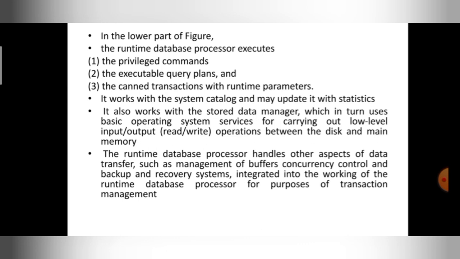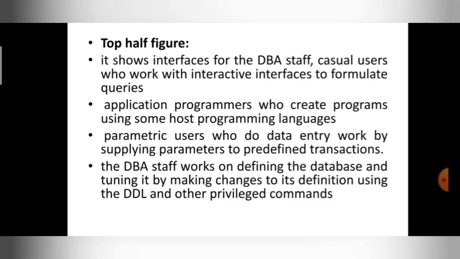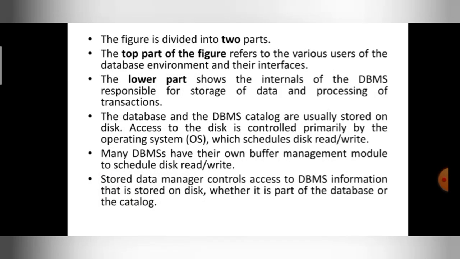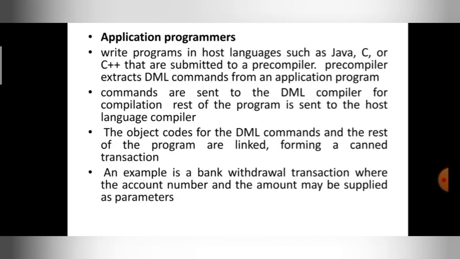Also, the runtime database processor works with the system catalog and updates the statistics. You can see the arrow mark from the runtime database processor to the catalog. Along with the DBA commands and the queries, it can interact with the system catalogs also, and it can change the statistics of the catalog.